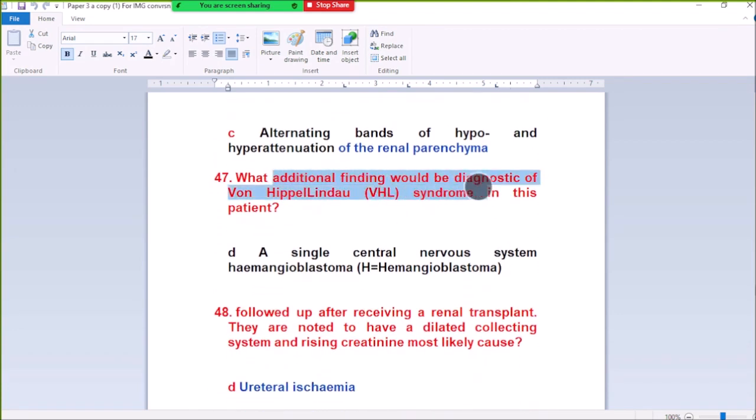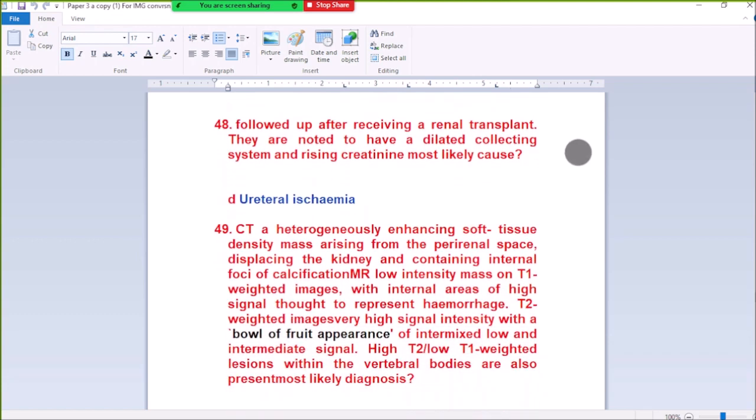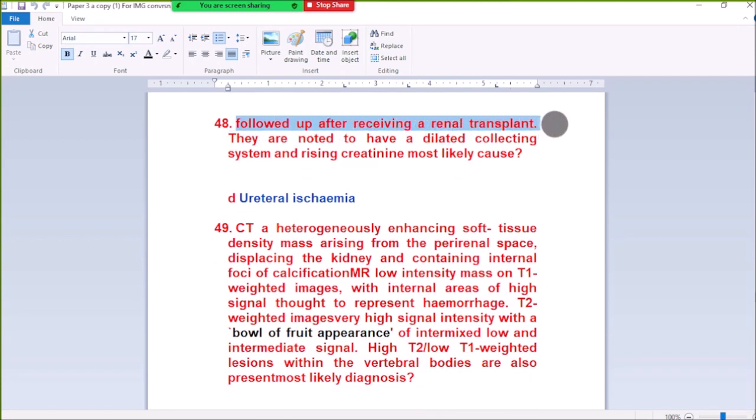47. What initial finding would suggest a diagnosis of VHL syndrome in this patient? A single central nervous system hemangioblastoma seen in VHL. 48. Following a renal transplant, the patient is noted to have a dilated collecting system and rising creatinine. Most likely cause: ureteric ischemia.